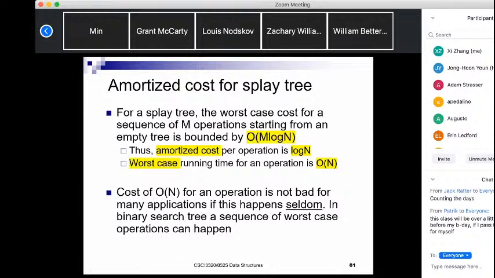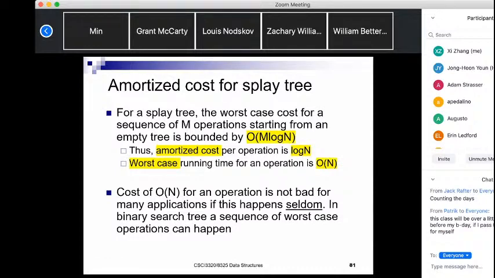So the idea for splay tree is that a cost of big O of n is bad for a single operation. However, if it happens maybe once or twice, it's acceptable. So we try to prevent a sequence of bad operations by restructuring the tree. So it was proven that when you have a sequence of m operations from an empty splay tree, the worst case complexity is m times log n. So the average complexity for a single operation is approximately log n. So that is the idea for the splay tree.